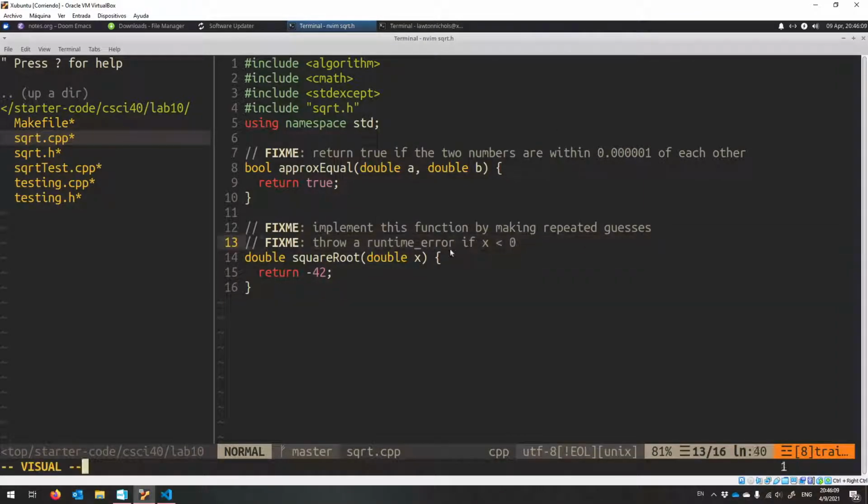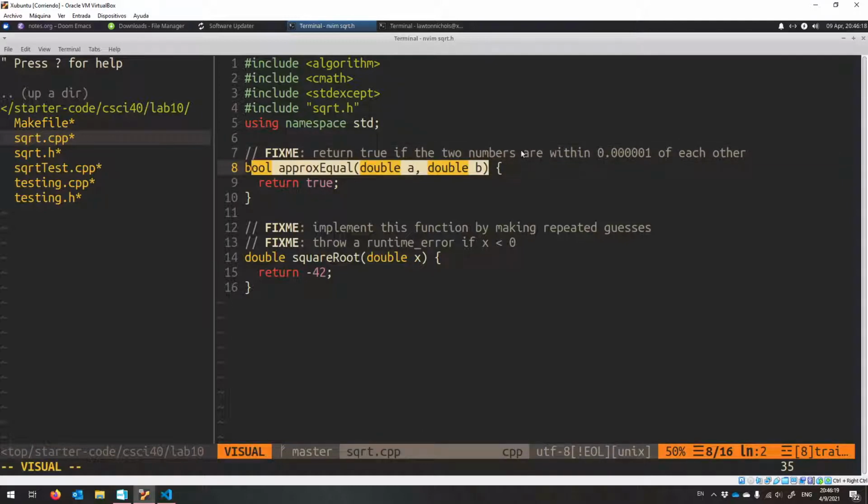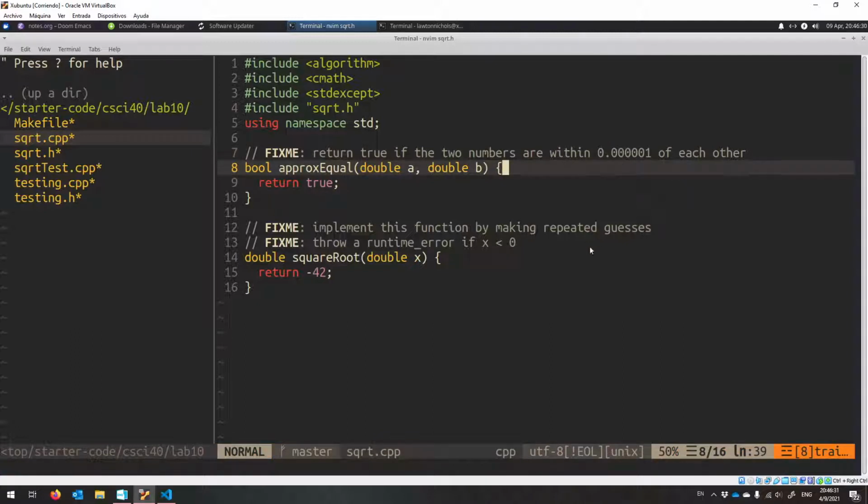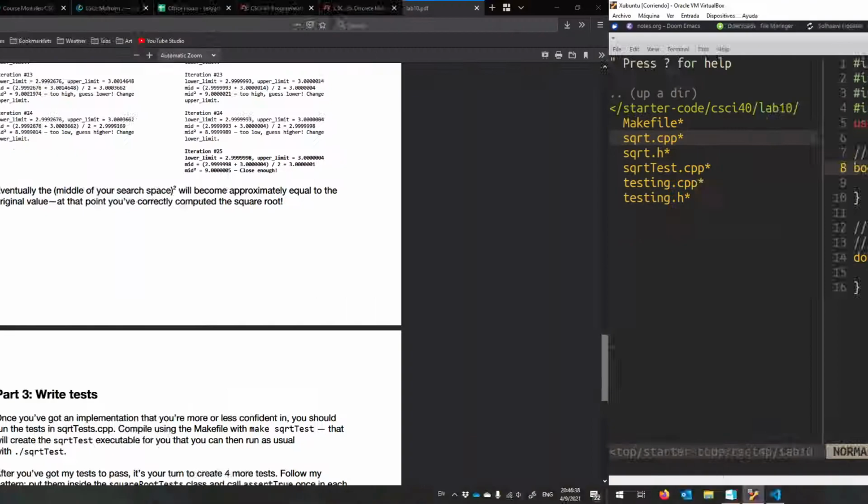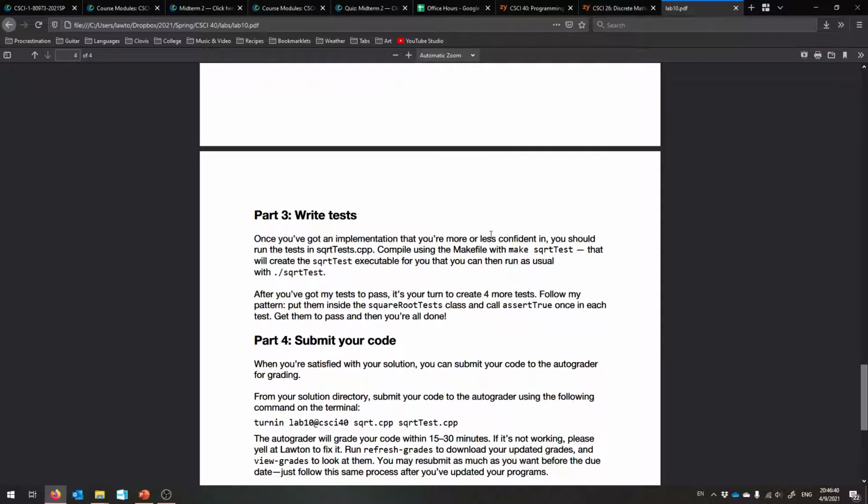And make sure to throw that runtime error though. First check if x was less than 0. And the way for you to determine whether or not your guess was good enough is this approx equal. And let's say that you should return true if the two numbers a and b are within this many decimals away from each other: 0.5 zeros and then a 1. Let's try that. And that's a very accurate answer then. Okay, that's how we can discover the square root. And so that is the bulk of your work. After that you write a couple tests, and that should be a breeze.